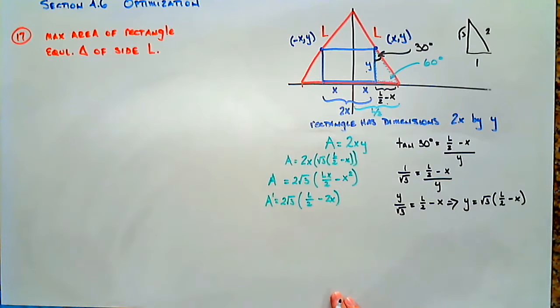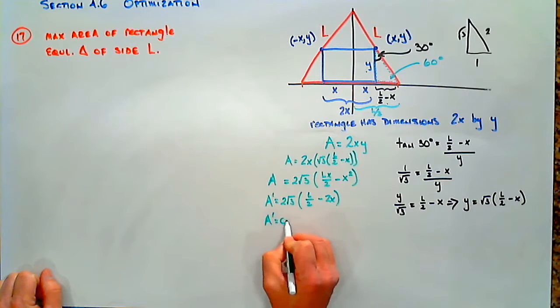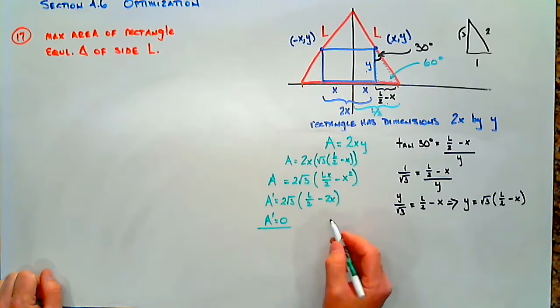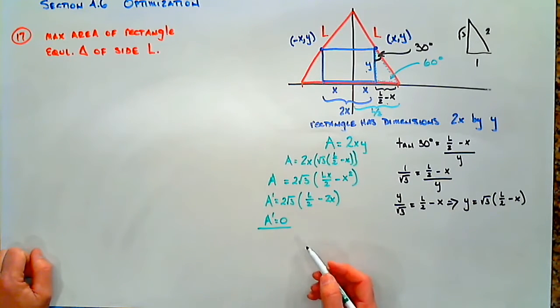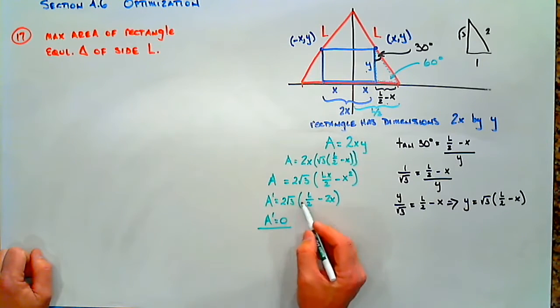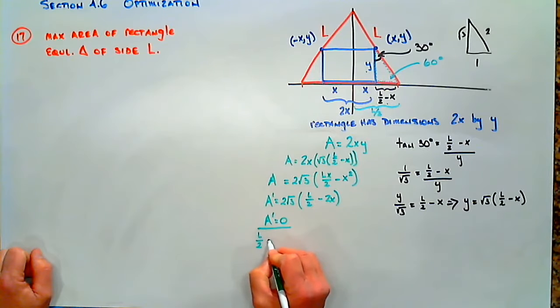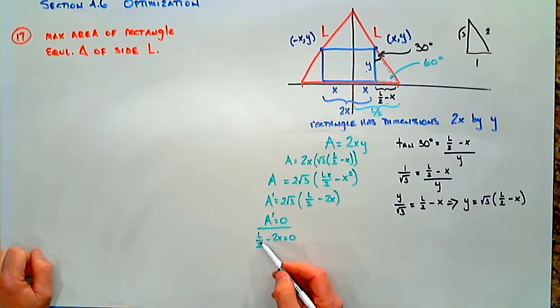Now what are we going to do from here? Well, we're going to do what we always do. We're going to take the derivative and set it equal to 0. Again, it's a polynomial, so I'm going to skip the step where we ask ourselves when it fails to exist. When is this going to equal 0? 2 root 3 is not 0, so it's going to equal 0 when L over 2 minus 2x equals 0. Now remember, L is a constant. It's not a variable. So this says L over 2 equals 2x, or L over 4 equals x.